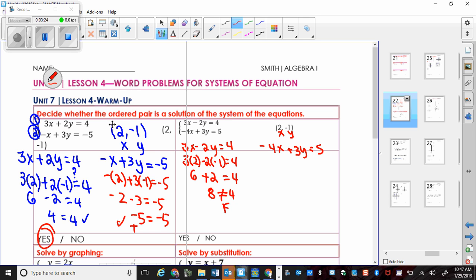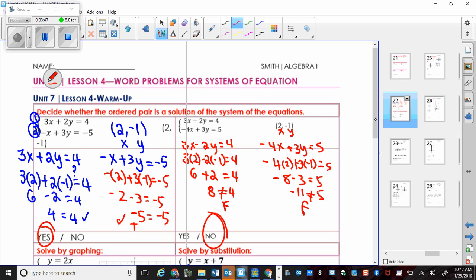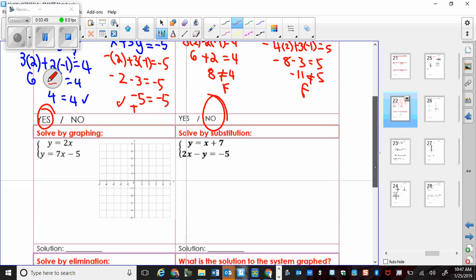And let's go ahead and check the second one, just for practice. -4 times 2 plus 3 times -1 equals 5. -8 minus 3 equals 5. -11 does not equal 5. This is false. So since we have false and false, we're going to circle no. That is not the solution to that system.